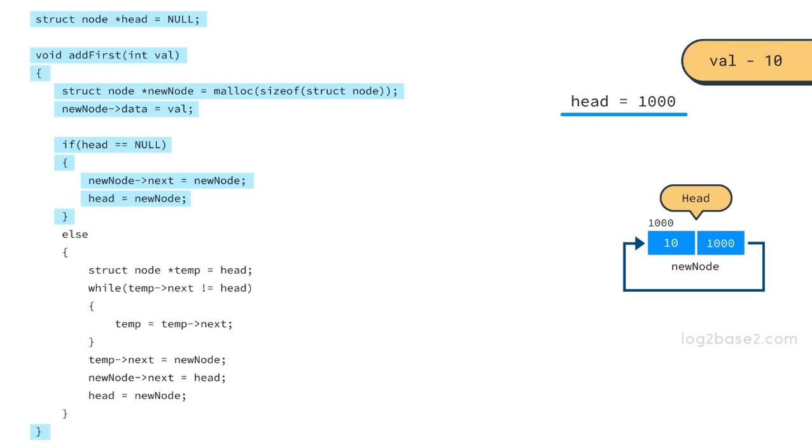As we can see, it should be cyclic, so the last node should point to the first node. Here there is only one node, so it should point to itself. Now we have the circular linked list with one node.